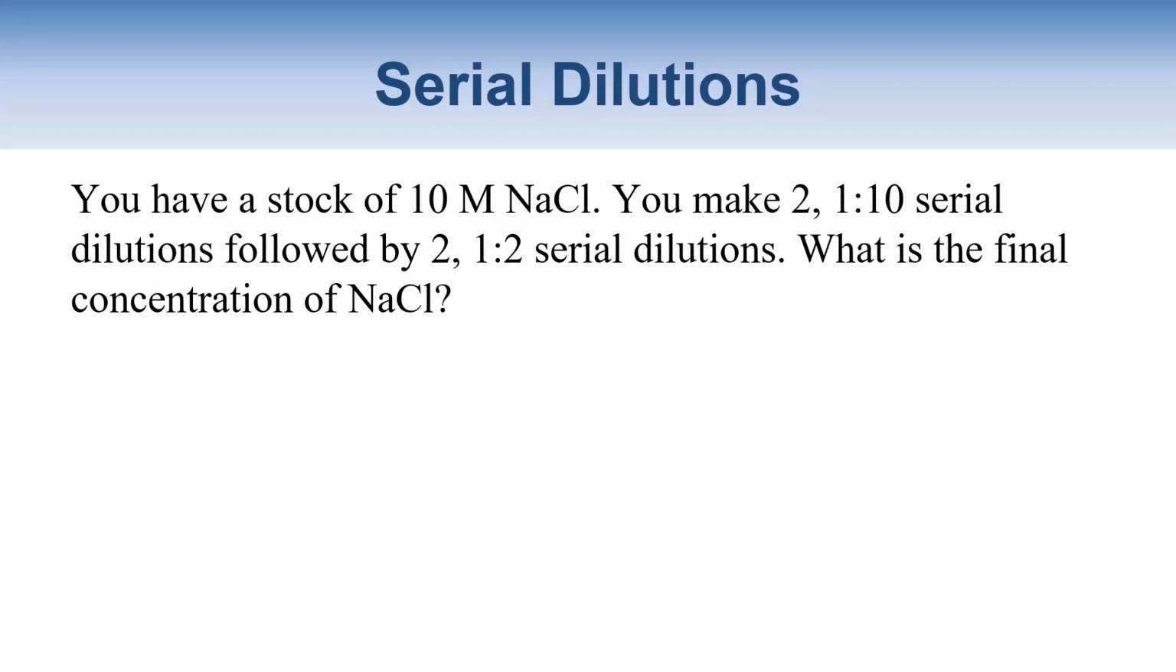You have a stock of 10 molar sodium chloride. You make 2 1 to 10 serial dilutions, followed by 2 1 to 2 serial dilutions. What is the final concentration? Let's draw it out. So we're starting with 10 molar, and we're going to make 2 that are 1 to 10.